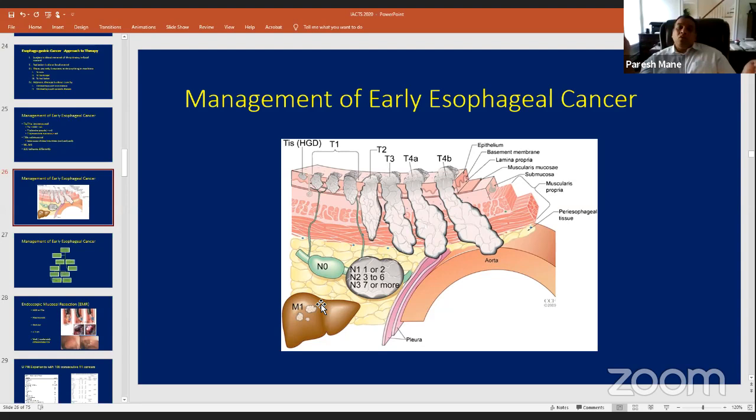When you're doing a POEM, you're doing the same thing. You actually are going in this plane underneath the mucosa, and then you're identifying the muscle layers of the esophagus. And then you're cutting right through the muscle layer of the esophagus. But you're not going through and through. Now, that's easier said than done because the esophagus does not have a serosa like the rest of the bowel. And so it's not uncommon for patients to have pneumomediastinum when you do a myotomy through a POEM.